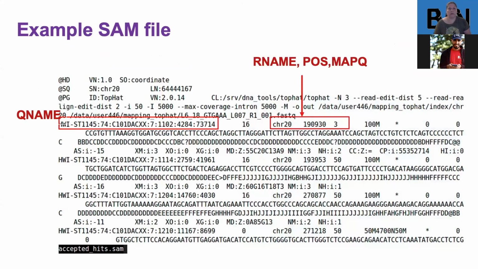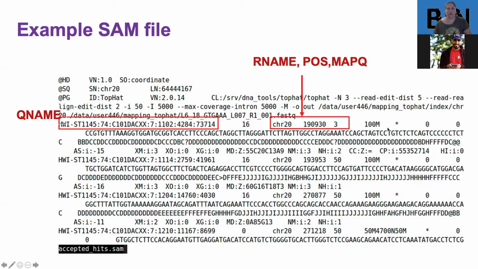And it's going to look something like this. So you're going to have, this is your read header. This is your reference name, so it's aligning to chromosome 20. The leftmost position where it starts aligning is 190,930. And then the MapQ score is 3, which is fine.